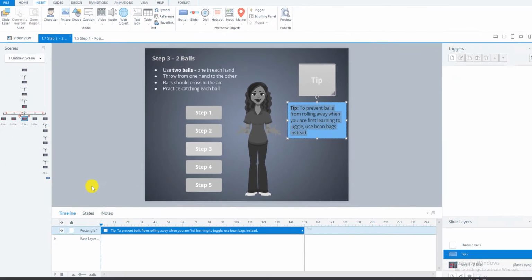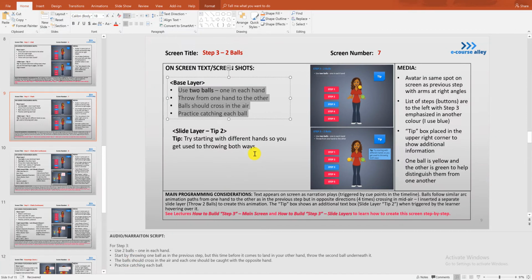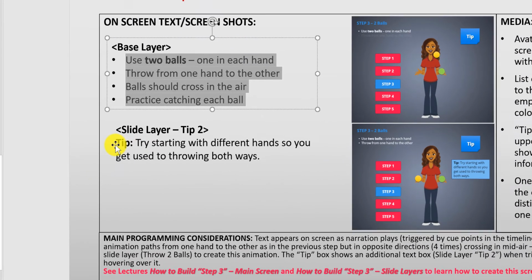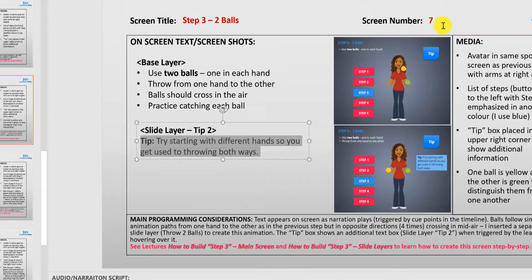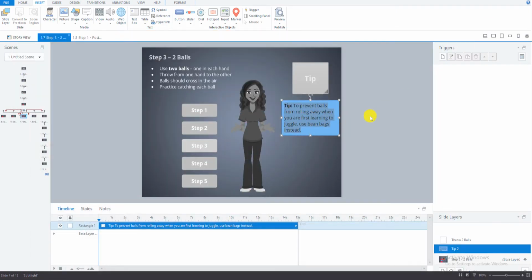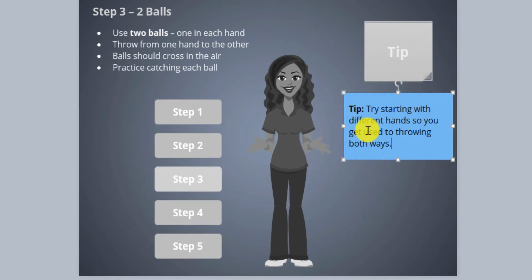And I'm going to go to the storyboard now. And here's the text that we want for tip 2. So I'm going to copy that, and I'm going to paste it in over this other text. There we go. So we can just pretty much leave it like that. You can make this a little smaller if you want, but I'm just going to leave it the same size.